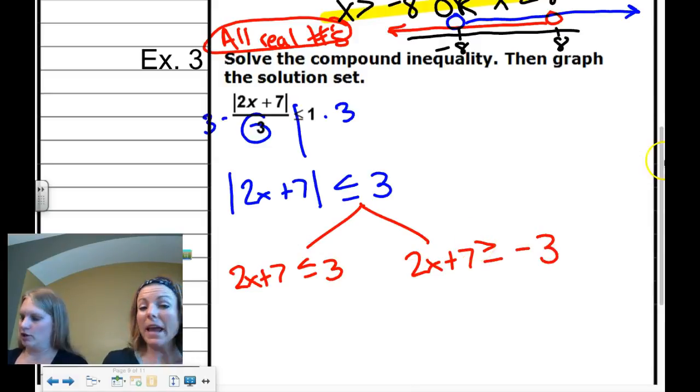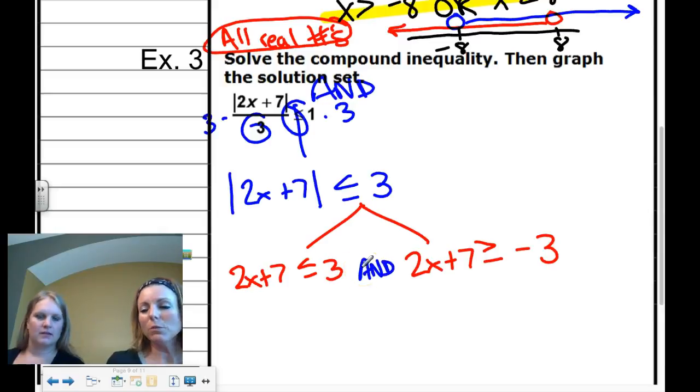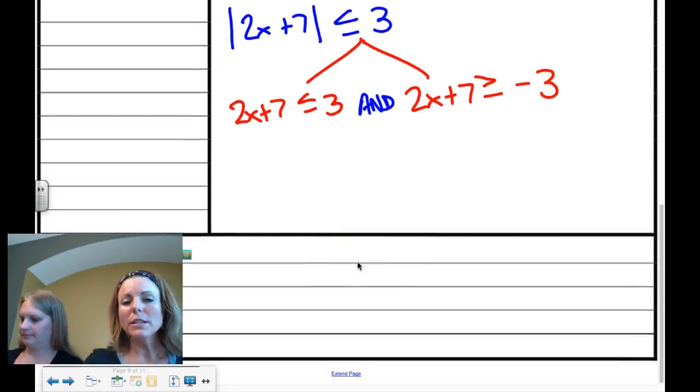Exactly. And is it an and or an or? Let's see, it was a less than. So it's an and. So I'm going to put and right here. And then I'm going to give you a little more room to work here. So let's solve.